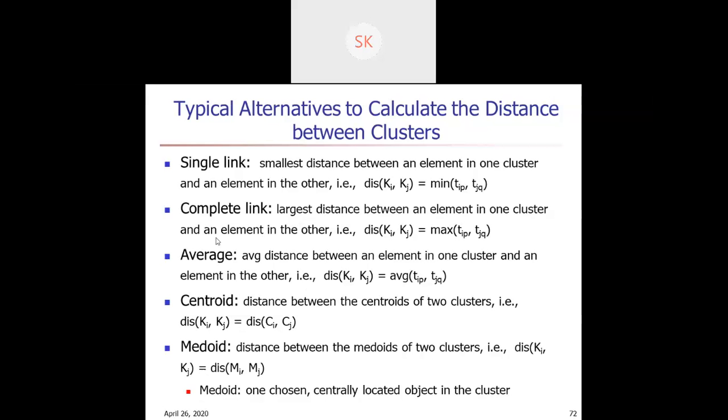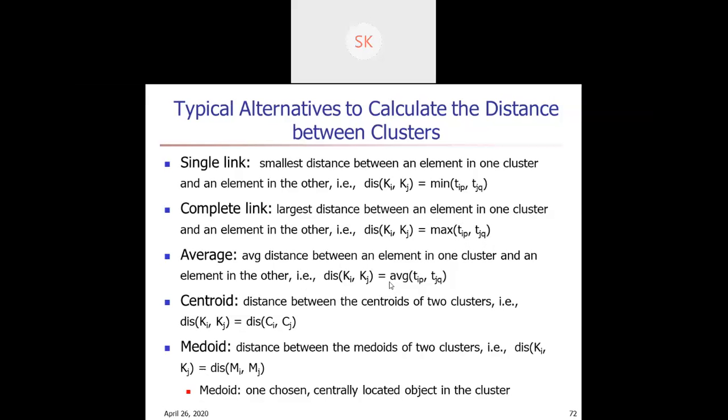Second distance computation method can be the complete link. That is the largest distance between an element in one cluster and an element in other cluster. There is maximum of the tip and tjp. These tip, tjp are the objects actually within the cluster. The largest distance between an element in one cluster and an element in the other cluster.